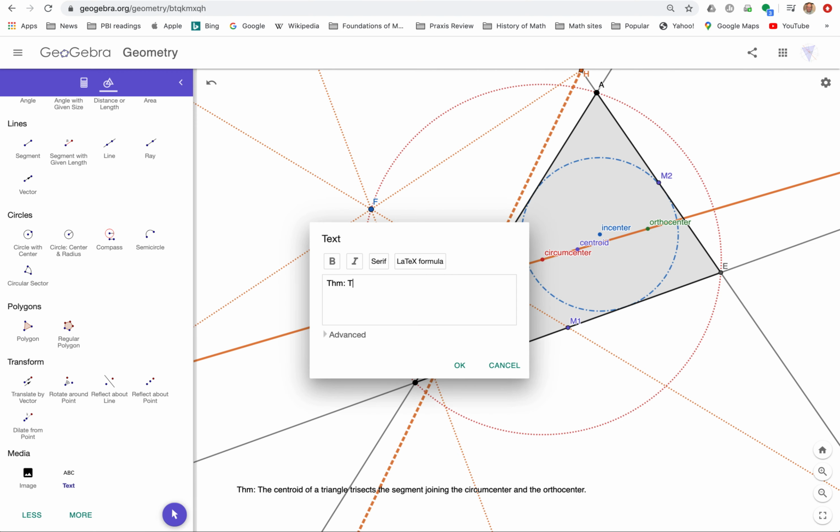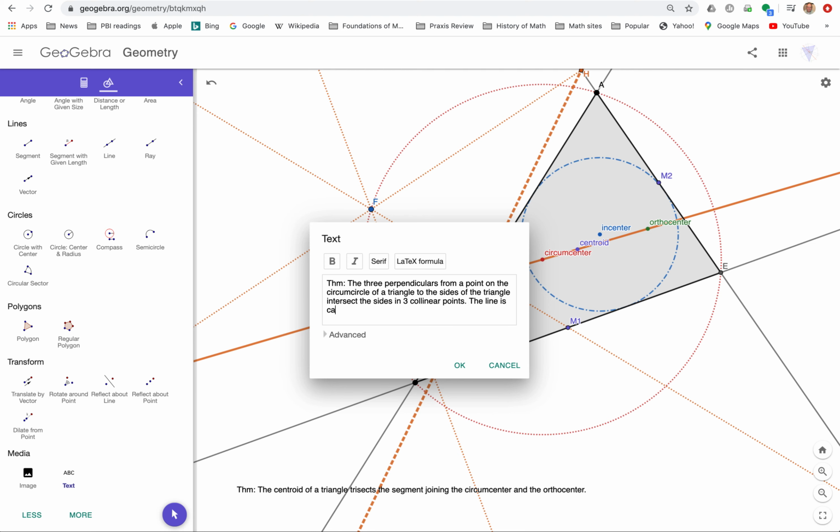That the three perpendiculars from a point on the circumcircle of a triangle to the sides of the triangle intersect the sides in three collinear points.